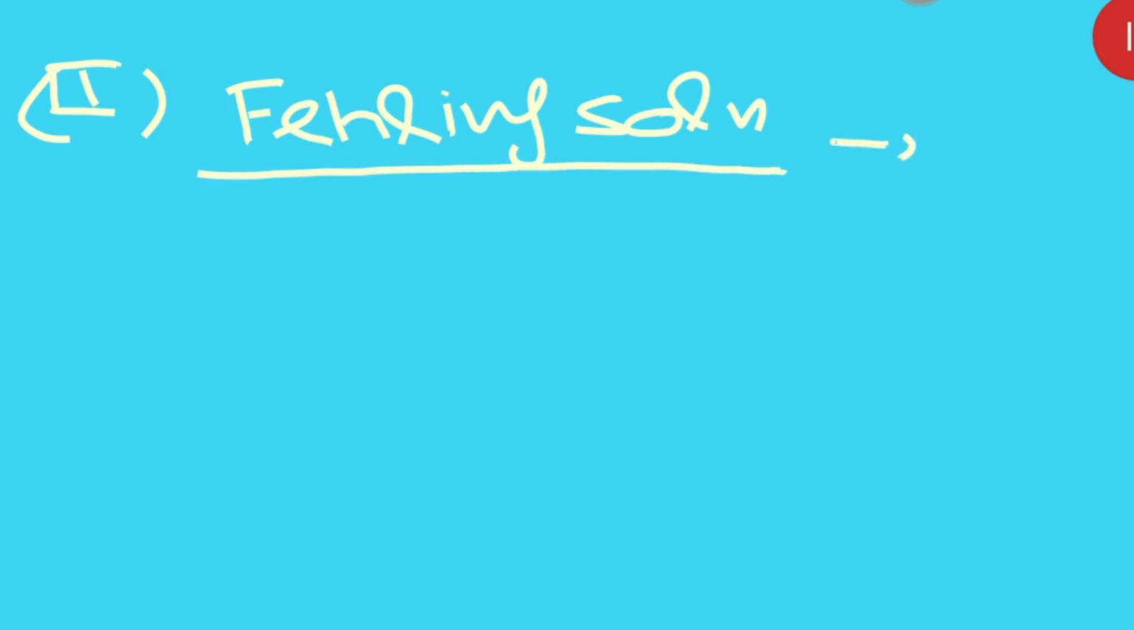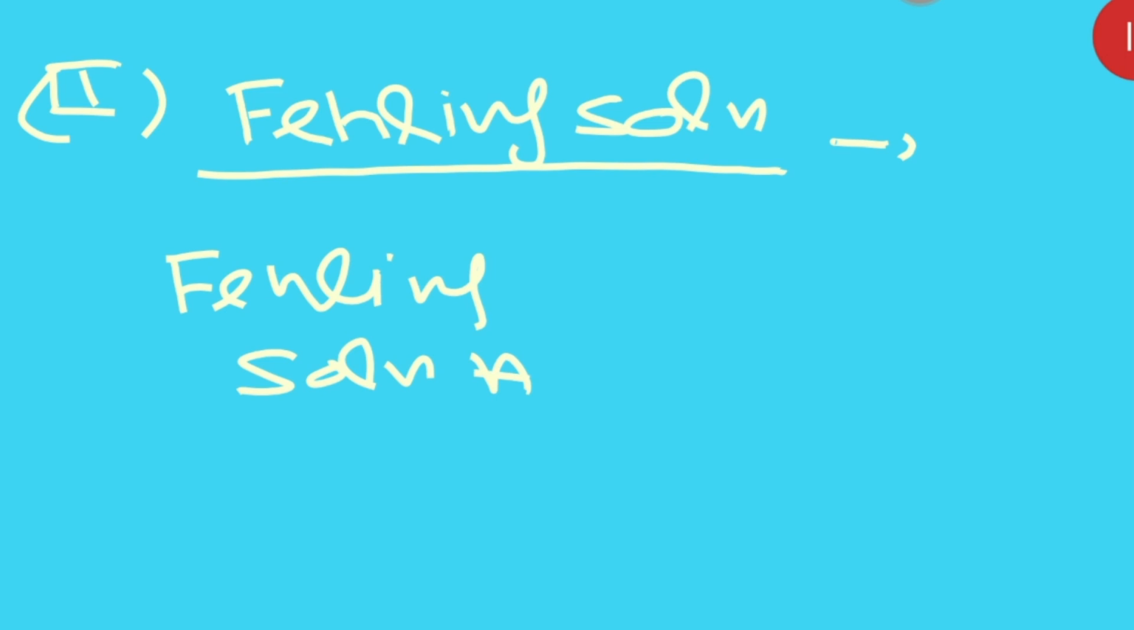Now after that, the second part is here. Now I am going to do the Fehling solution. Students, we should first know what a Fehling solution is. Fehling solution is made from two solutions: Fehling solution A plus Fehling solution B.